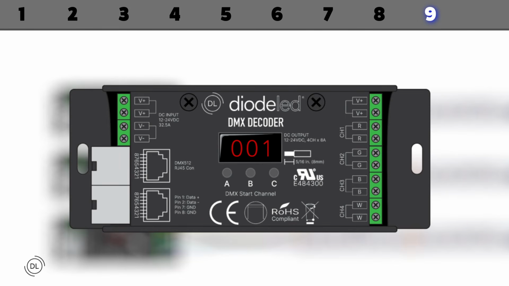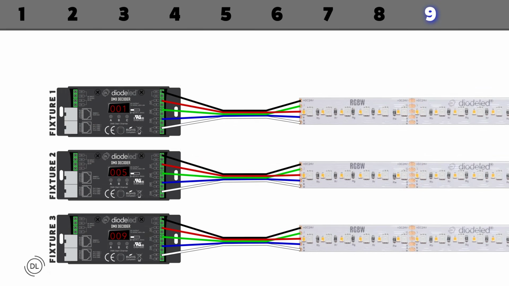For example, if the DMX decoder is addressed to 001 on the display, then channel 1 is assigned to 001, channel 2 is assigned to 002, channel 3 is assigned to 003, and channel 4 is assigned to 004. Once the display stops flashing, the DMX address is set. The indicator light will light red when the data signal is confirmed. You will repeat this step for each DMX decoder, assigning each appropriate address based on the number of channels used. All standard DMX applications specified by Diode LED do not require the DMX decoder's factory settings to be adjusted.